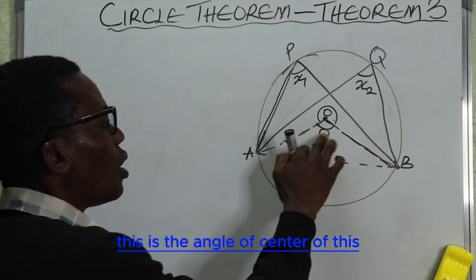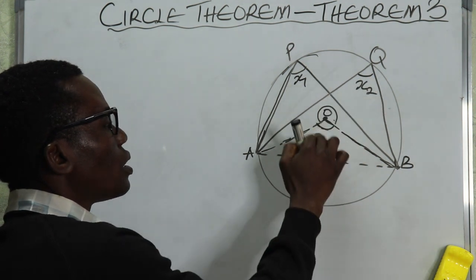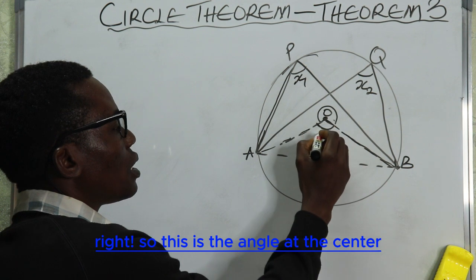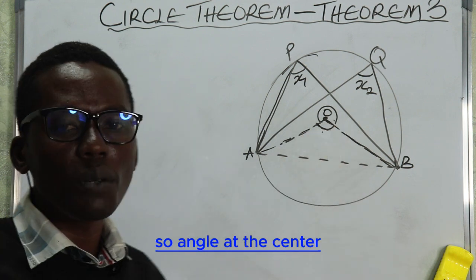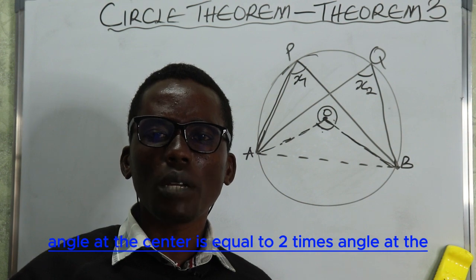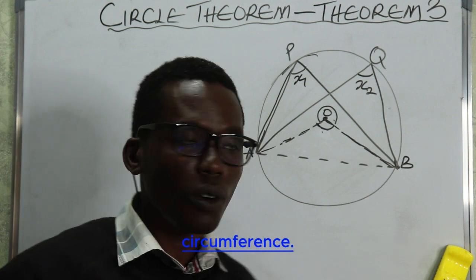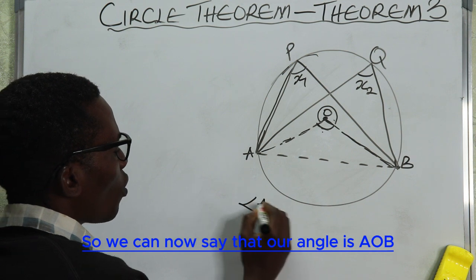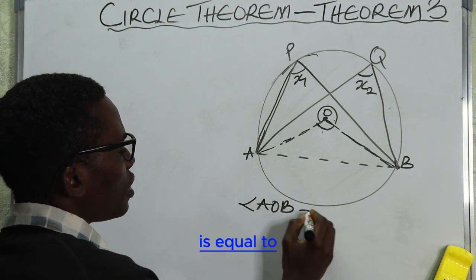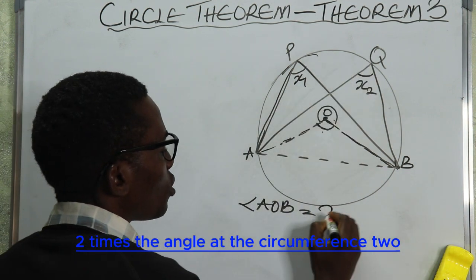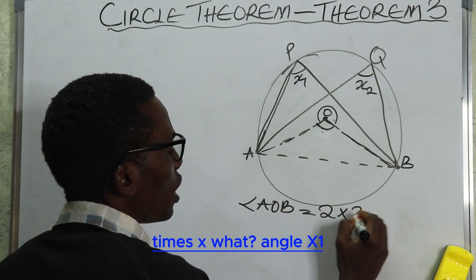This is the angle at the center of this, right? So this is the angle at the center. Remember Theorem 2: angle at the center is equal to 2 times angle at the circumference. So we can now say that our angle AOB is equal to 2 times the angle at the circumference, 2 times x1.